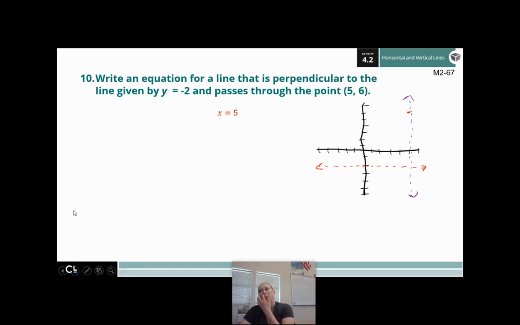Another way you could think of this, guys, without even having to graph it, is realize that if I'm perpendicular to a y equals, then I must be looking for an x equals. And if I'm looking for an x equals, I need to be looking at the x coordinate of the point, which is 5. So that is a faster way you could have done it instead of doing the whole big graph. But I like doing the graph because it helps me see what's going on.